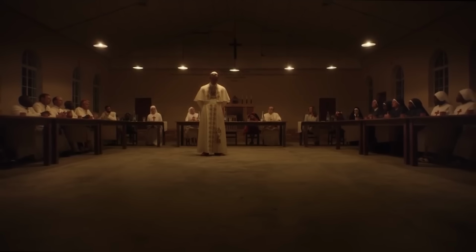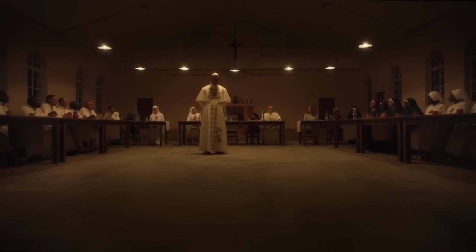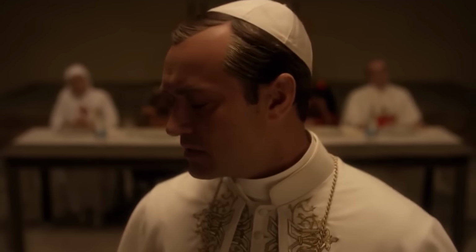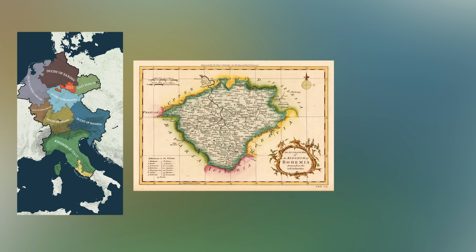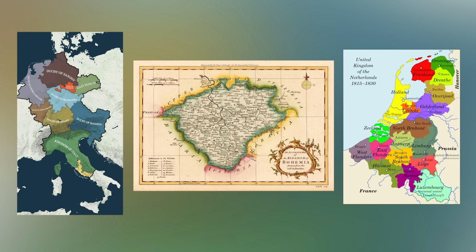However, and this is important to know, an elective monarchy doesn't mean that hereditary claims mean nothing. Many successive monarchies begin as elective monarchies and then evolve. The Holy Roman Empire, the Bohemians, and the Dutch may have elected their kings, but it was nearly always from among a single family with far more influence than the rest of the electors.